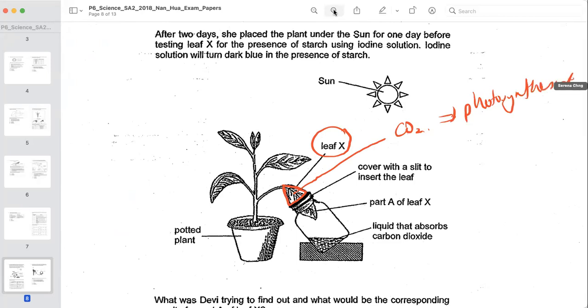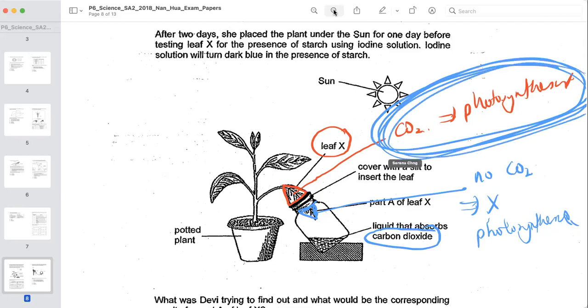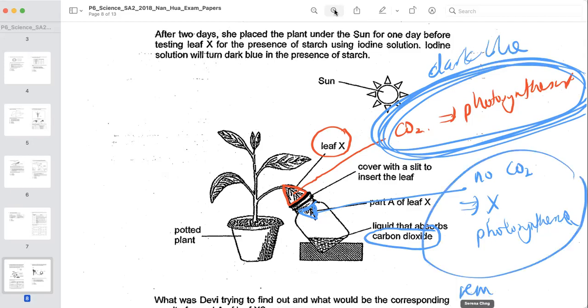Okay, the part that's in blue, that's in the jar, you have a liquid that absorbs carbon dioxide, so no CO2. So it will not photosynthesize. All right. So basically, there will be starch found in the red part when the iodine test is done, meaning the iodine will turn dark blue. Whereas for the blue part, the iodine will remain yellowish brown.